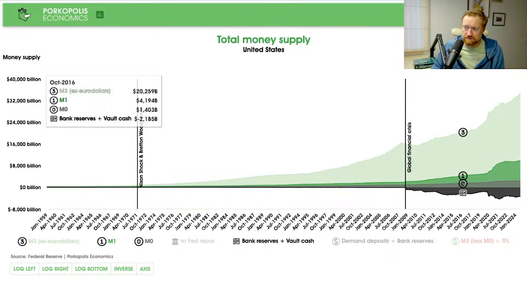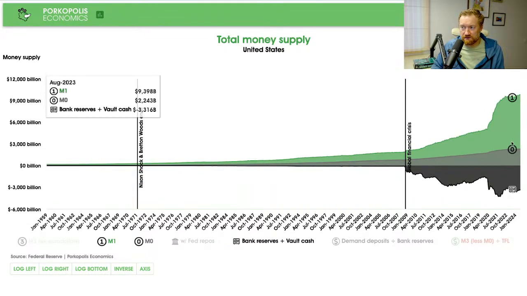So M1 minus M0 is where you find demand deposits. So you can see, let's take off M3, just make it simple. M1, all right, minus M0 will give you demand deposits. Okay, so where's M0? It's that physical cash and coin.